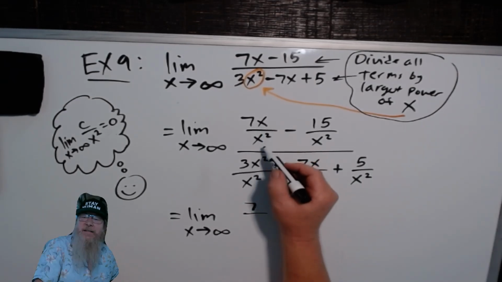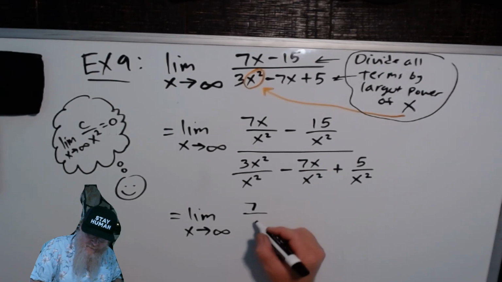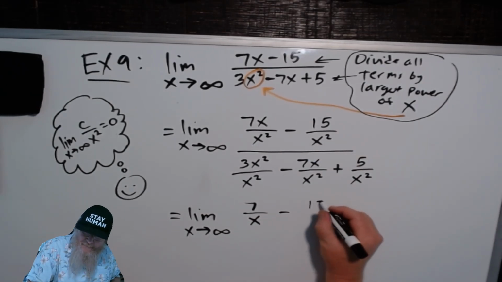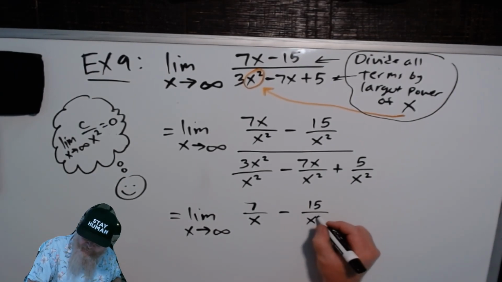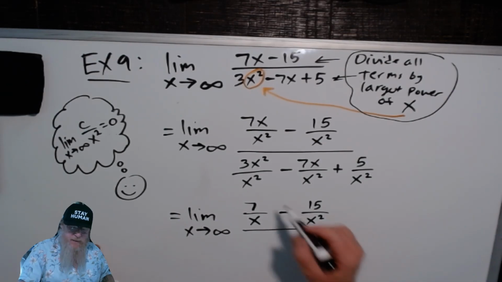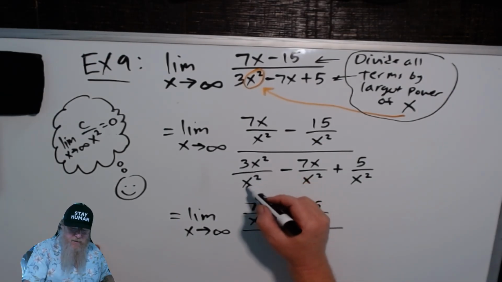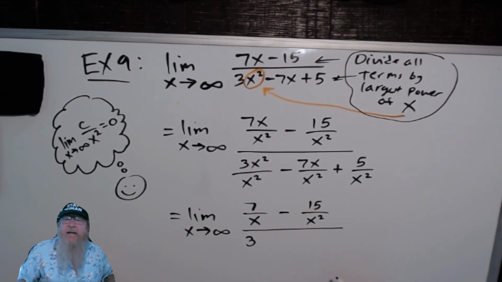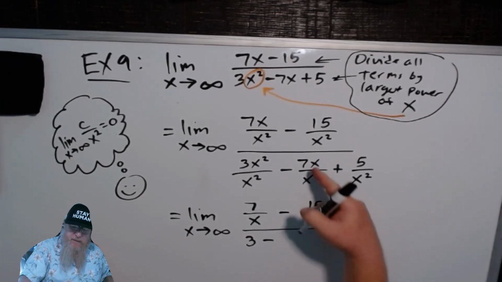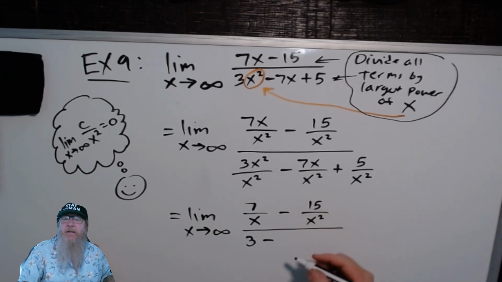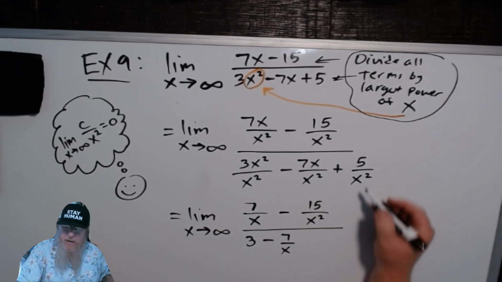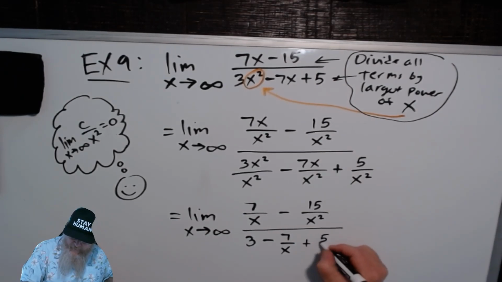So 7x divided by x squared is 7 over x. 15 over x squared is just 15 over x squared. 3x squared over x squared is just 3. 7x over x squared is another 7 over x. And then that one stays 5 over x squared.